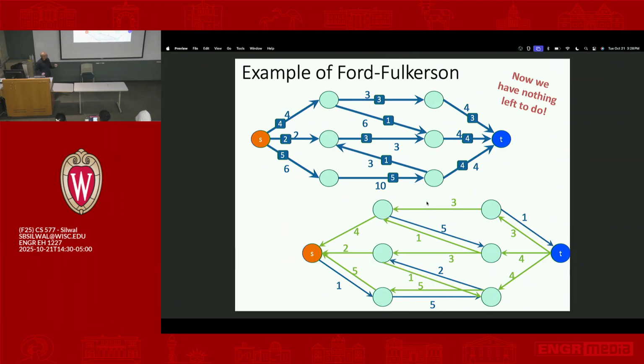Now you ask, when do you know that you're done? It turns out that after some point, there's no path from S to T. There are some blue edges and green edges, but you can quickly check there's no way to go from S to T now. Maybe I go here, 5, maybe a 2, but then I get stuck. I can't go to T. That's when you know that you're done. And the flow here is 4 plus 4 plus 3, which is 11.